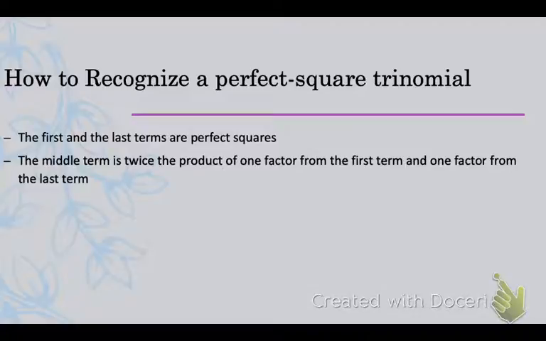So how do you recognize a perfect square trinomial? You have to look for two things, and if both of these things are not there, then it's not going to be a perfect square trinomial. The first thing you need to look for is whether the first and last terms are perfect squares. So if I have 4x squared as my first term and 16 as my last term, 4 and 16 are perfect squares.